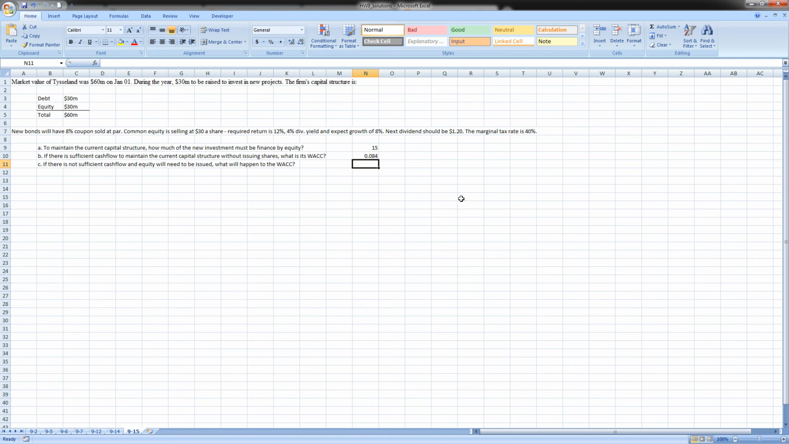If there's not sufficient cash flow and equity will need to be issued, what will happen to the WACC? Well, obviously, the required return on equity is 12%. That's much greater than 8.4%. So if we have to issue equity, that is, delever the firm, the cost of capital will increase. So we'll see the WACC increase from 8.4% towards 12%.